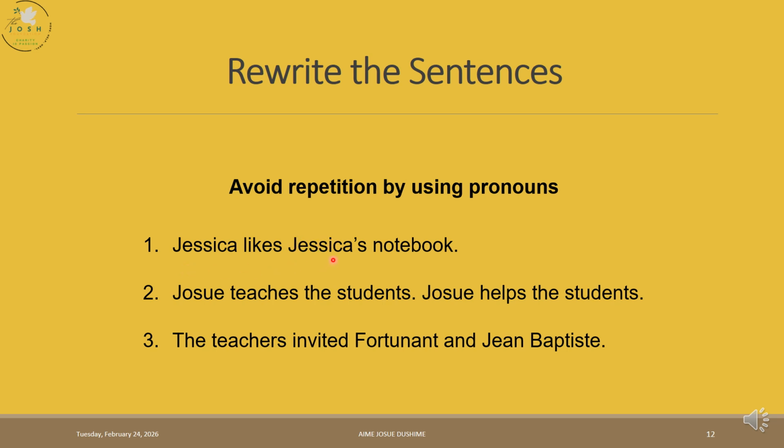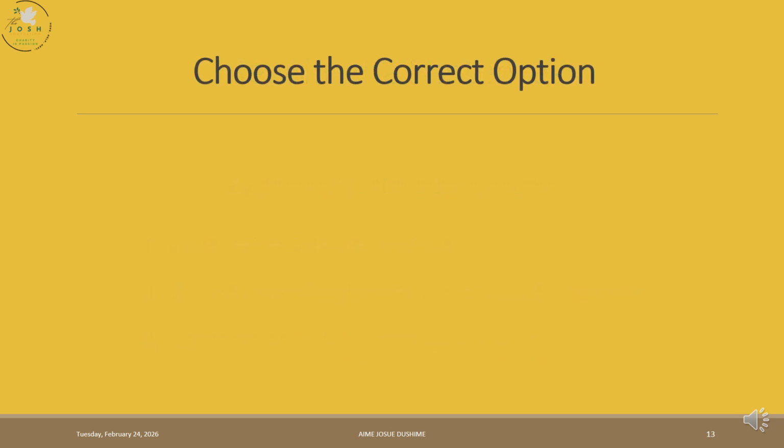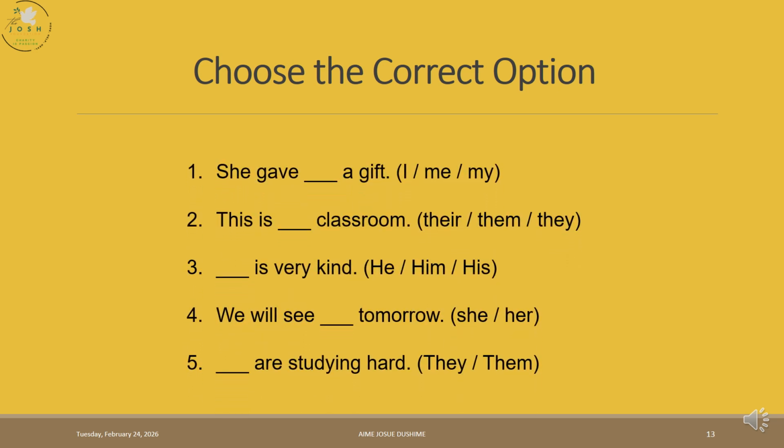To avoid that, what can we do? You're going to replace this one. Josue teaches the students. Josue helps the students. Now you're going to replace with subject pronoun and object pronoun. The teacher invited Fortuna and Jean-Baptiste. We're going to replace this thing here. You're going to choose the correct option here.